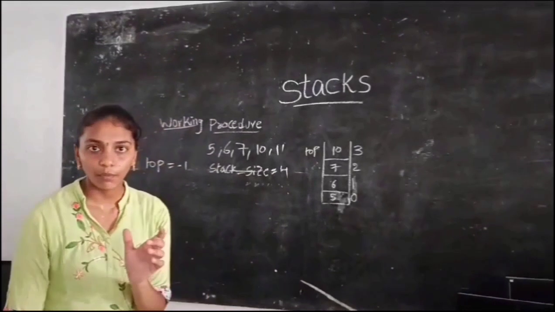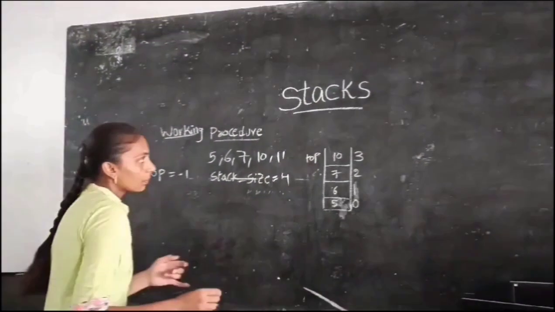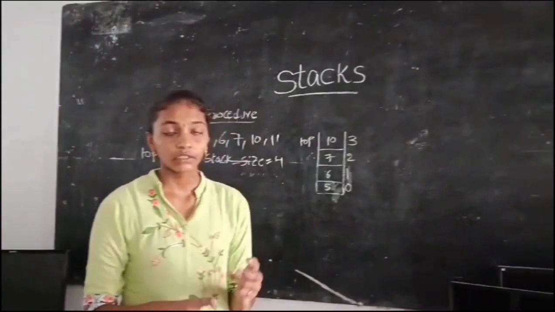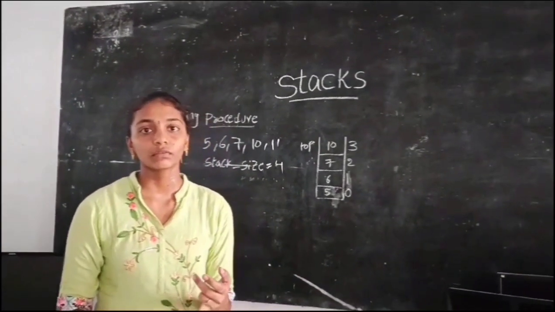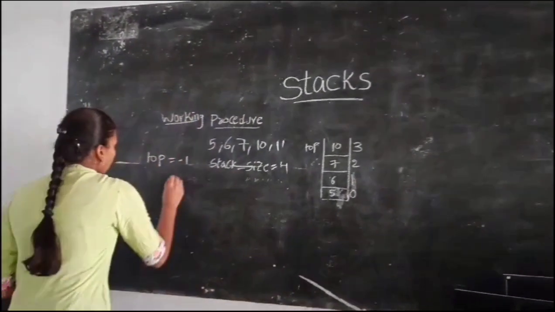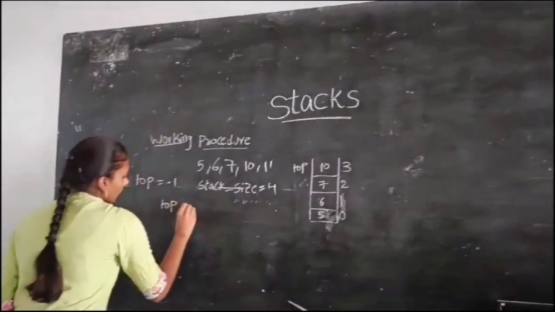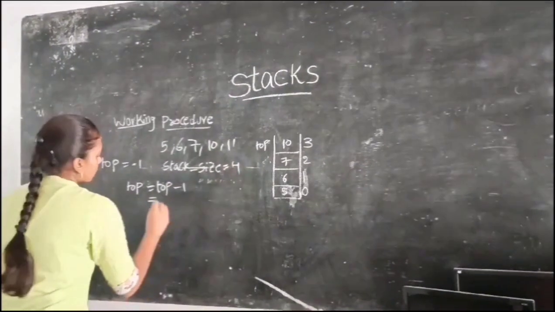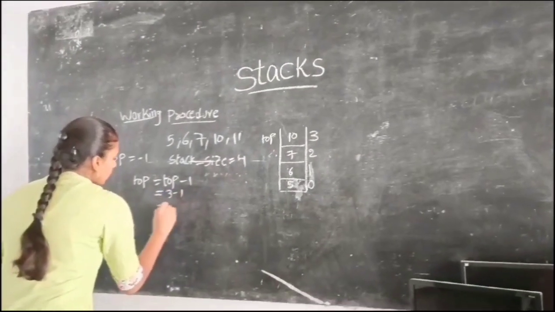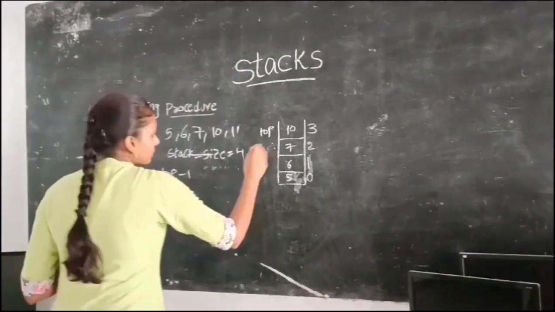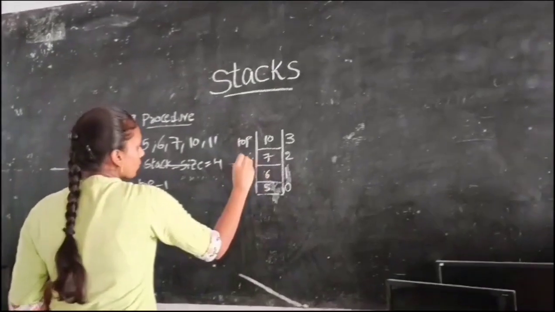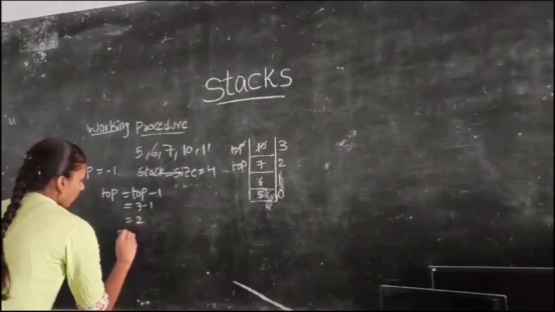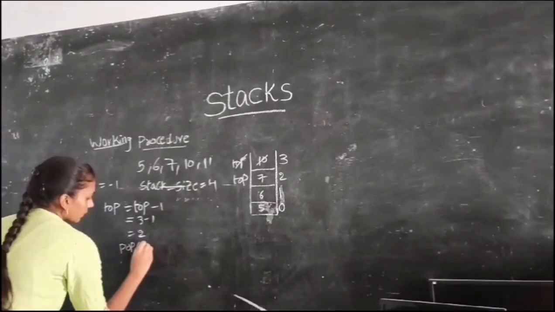Now I am going to perform the pop operation. To perform the pop operation, I need to first decrement the top value by 1. So top equals top minus 1. Here top is at the third index, 3 minus 1 is 2. Top is decremented to 2, so top comes to here, and element 10 is popped, pop of 10.